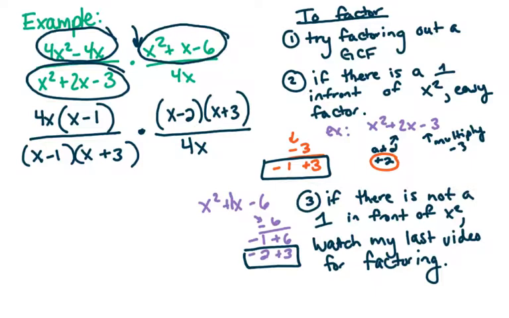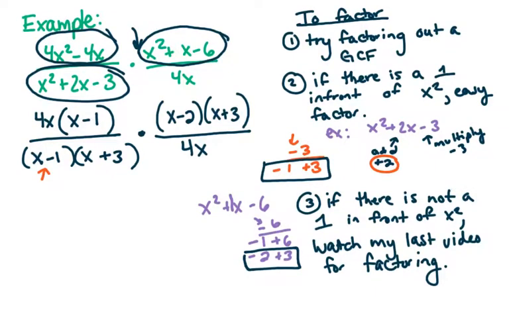Now here's where I need to list my restrictions. So my restrictions are going to be everything that would make the denominator equal to 0. So I'm going to start here. If x was a positive 1, 1 minus 1 would give you 0, and I can't have 0 on the bottom of a fraction. So my restriction is that x cannot equal positive 1. Right here, negative 3 plus 3 is 0. So x also cannot equal negative 3.